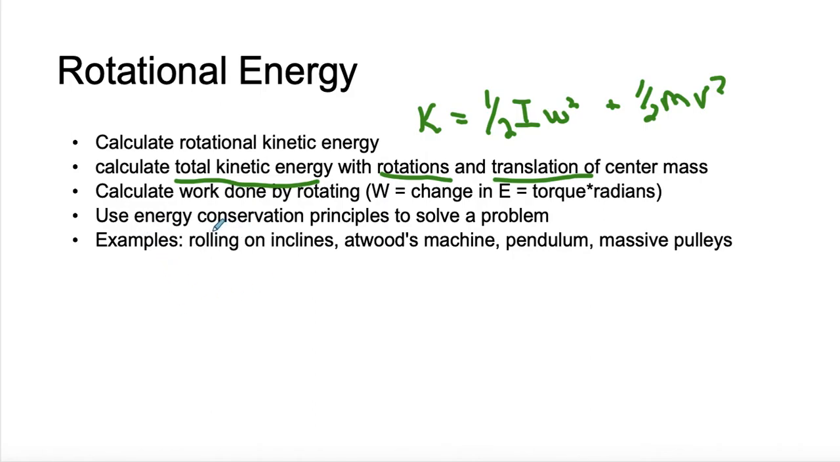So principles of conservation, if you have something that's rotating that's up high, and then it's going to rotate and spin so that it falls down, and as it's falling down, it's rotating. You should be able to do that. You could use an incline for this. Find the energy to start and the energy to end. You could have an Atwood's machine where you have two masses on each side. You could have a pendulum, massive pulleys. All of these things are examples of using rotational inertia to use and calculate conservation of principles.